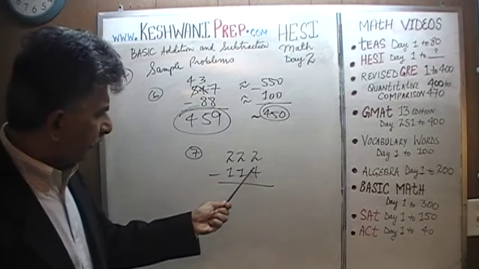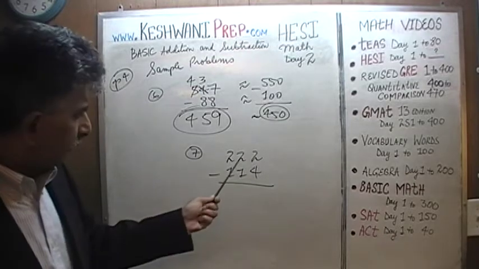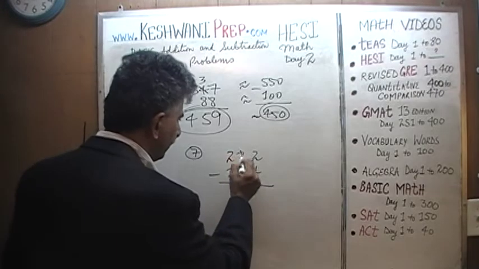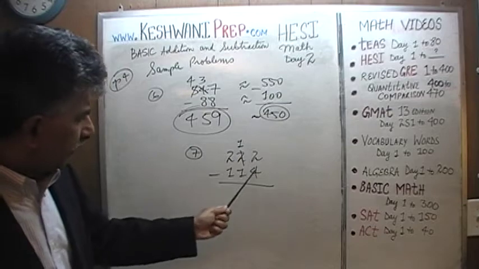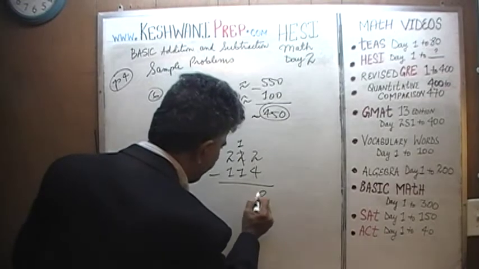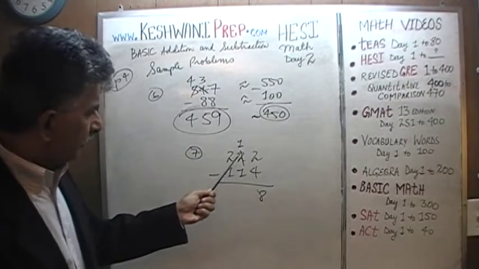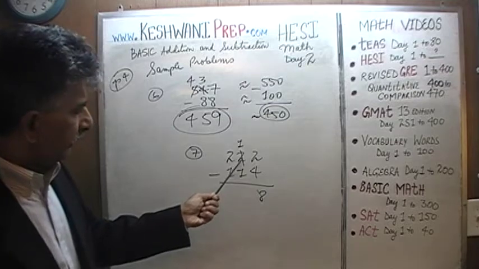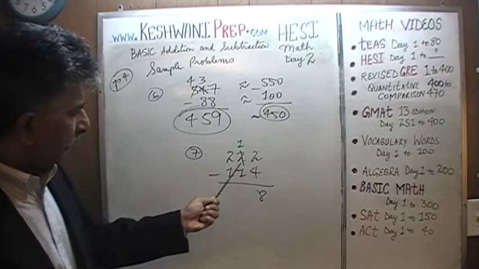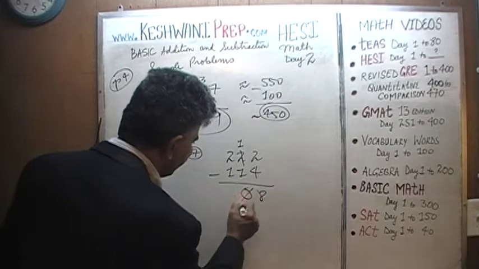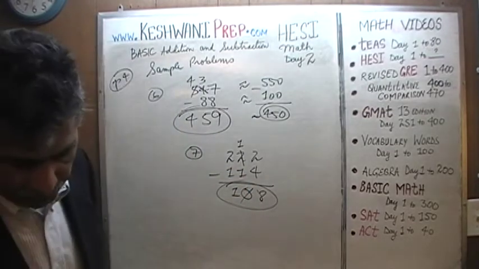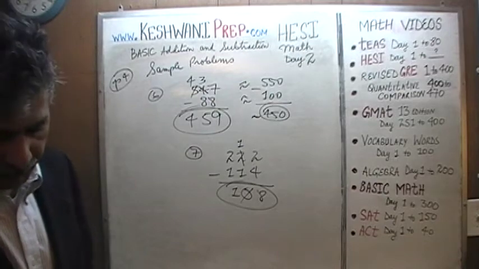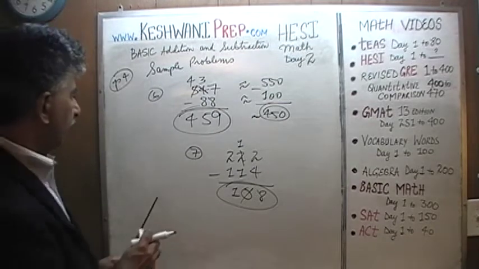2 minus 4. We cannot subtract 4 from a 2. So what does it do? It goes to this guy, borrows 1. 2 is going to become 1, and 1 comes and joins this guy, becomes 12. 12 minus 4 is 8. This is 1 now. It used to be 2 because he lent 1 to this guy, so it became 1. So 1 minus 1 is 0, and then 2 minus 1 is 1. That was pretty straightforward. As we said, the answer was going to be around 100, which is exactly what we found here. Let's do the next one, number 8.